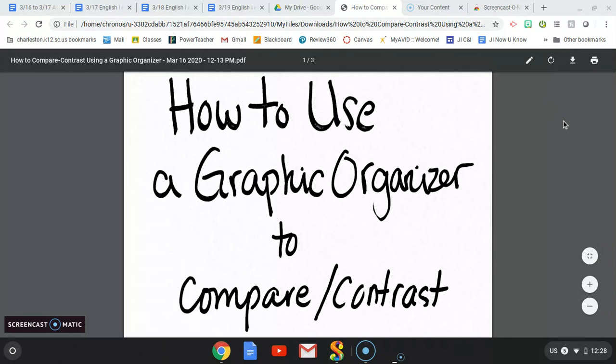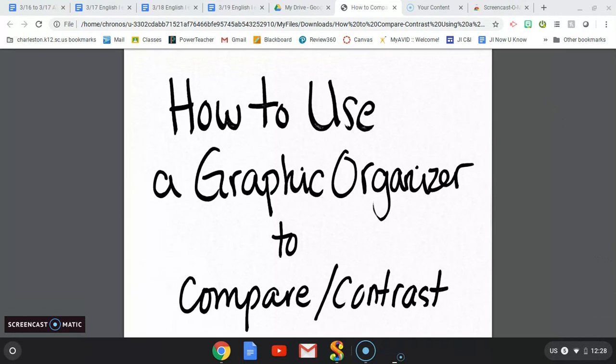Everyone. Today I'm going to show you how to use a graphic organizer to graph the similarities and differences between your Gen Z and Gen X interviewees.